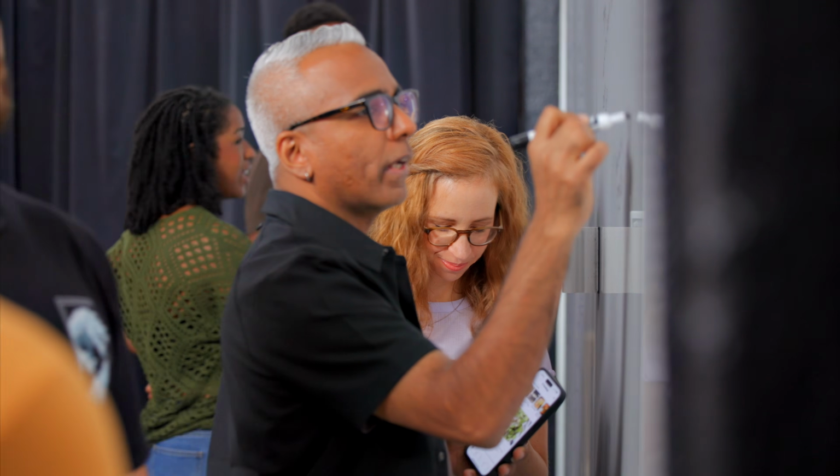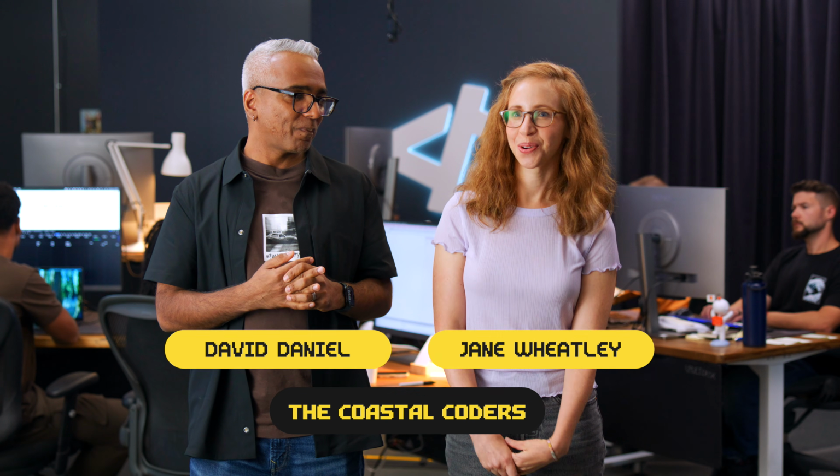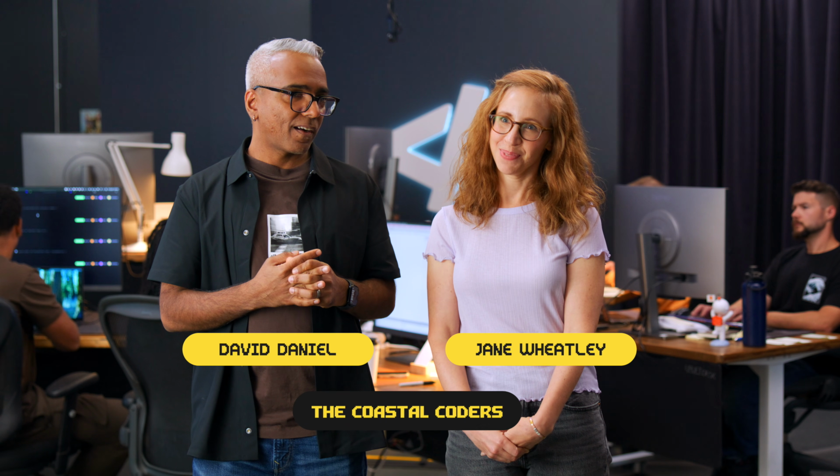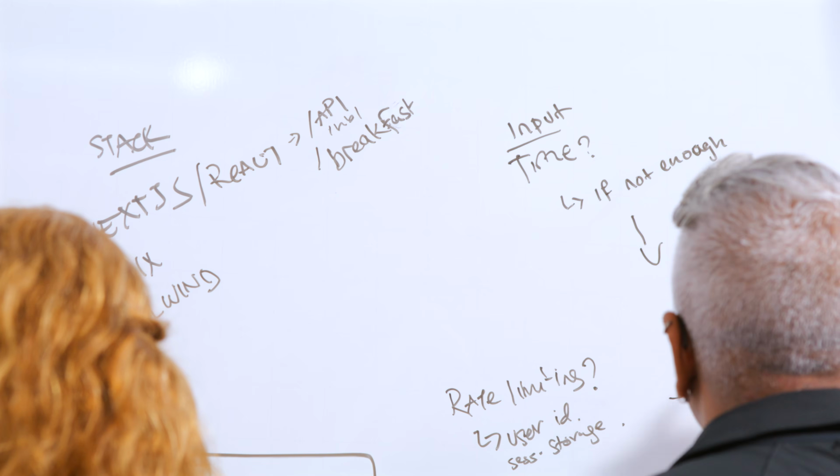Hi, I'm David Daniel. I'm Jane Wheatley. We are the Coastal Coders. So today we're planning to code a recipe making app. Hopefully we'll have somebody type in 3 ingredients, and then a recipe will appear on the right for them. Yeah, we're going to be using Next.js. We're using Hashbrown. We're using Tailwind. We're going to use Radix. Next is probably going to carry the weight for us. Yeah, I think we're just sticking to that.